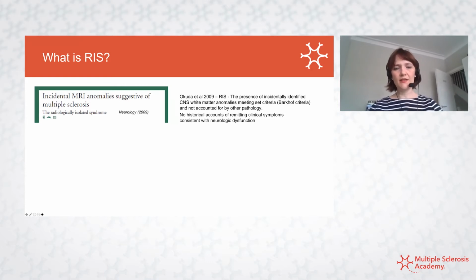And indeed, this is something I forgot to mention when talking about management, but I'll mention it now: we must think about that in clinic and always send off an MS mimic screen, although it looks very typical for demyelination, just to make sure there's no hint that this could be a mimic such as sarcoidosis, and make sure an ANA is negative. I also always do an HIV test as well. And then importantly, for it to be RIS, there are no historical accounts of remitting clinical symptoms.